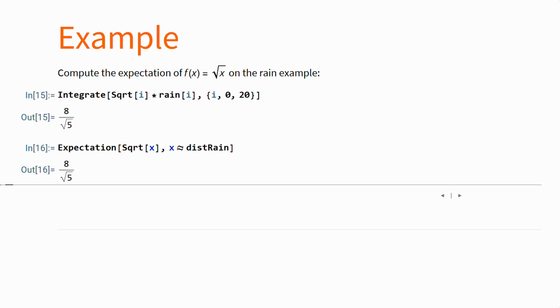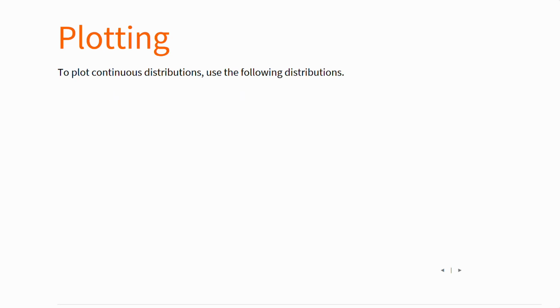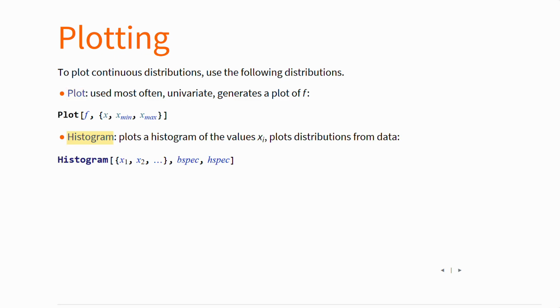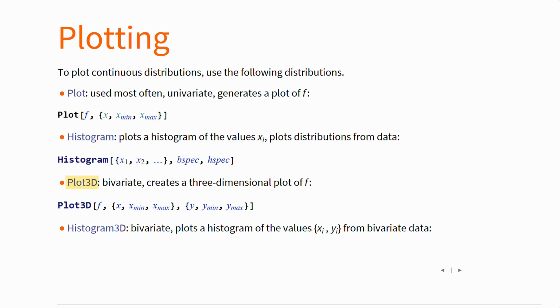Let's go back to visualization. Continuous distributions are more popular, so there's many ways to visualize them. In this course, we'll focus on four main functions: Plot for one variable as a function, Histogram for one variable as data, Plot3D for two variables as a function, and Histogram3D for two variables as data points.